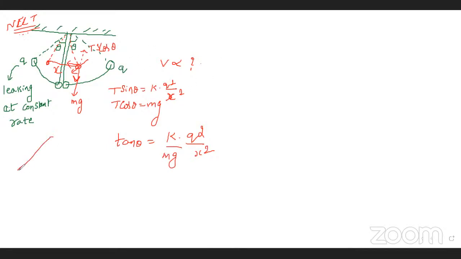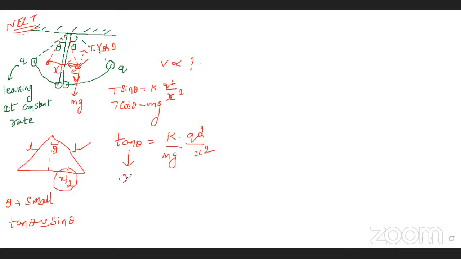Look at this diagram. It is something like this. This is x by 2. This will be theta. This length I will take as L, the length of the pendulum. Can you tell me what is tan theta? If theta is small, you can treat tan theta as close to sin theta. Sin theta is opposite by hypotenuse. So it will be x by 2 by L, which is equal to k by mg into q squared by x squared. On cross multiplication, x into x squared will be x cube.